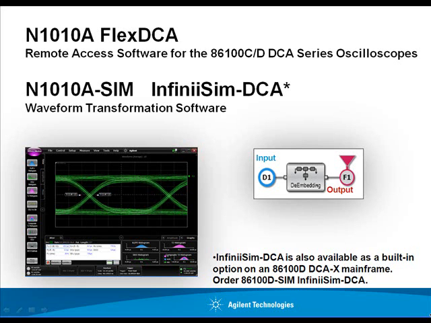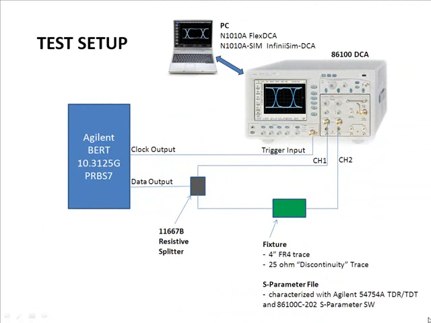Hi, in this short video we're going to show you a de-embedding measurement using the N1010A Flex DCA software along with Option Sim, which is the InfiniSim DCA waveform transformation software. The setup that we've got is a 10 gig signal, PRBS7, that is getting split into two through a splitter.